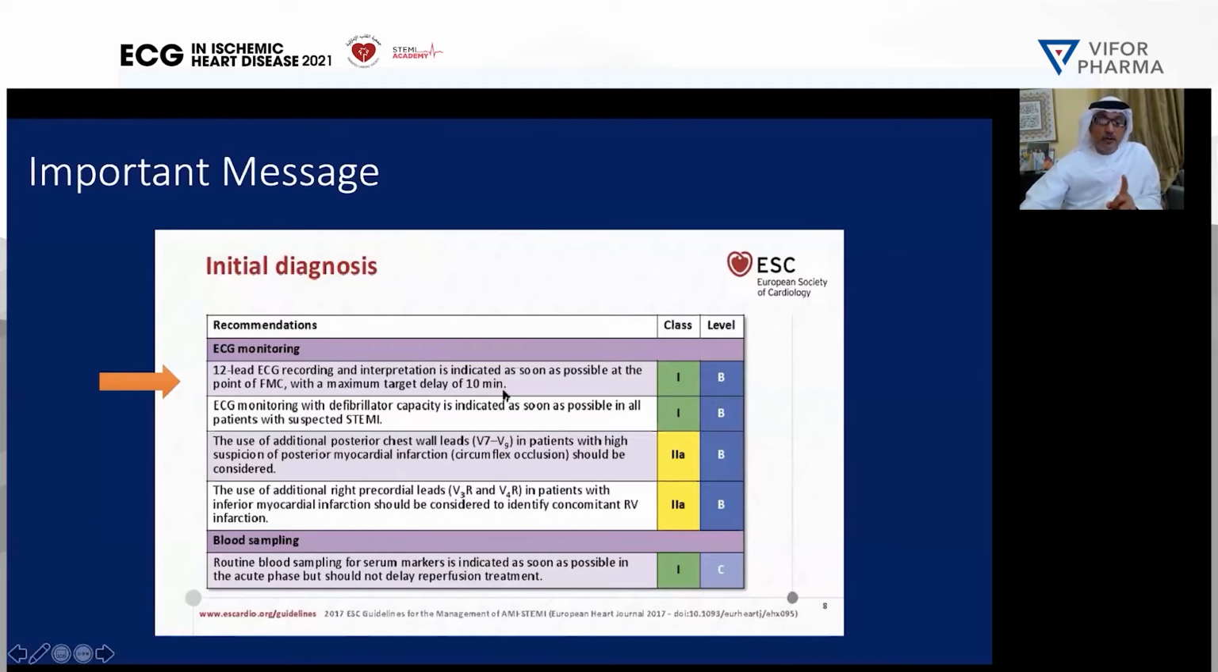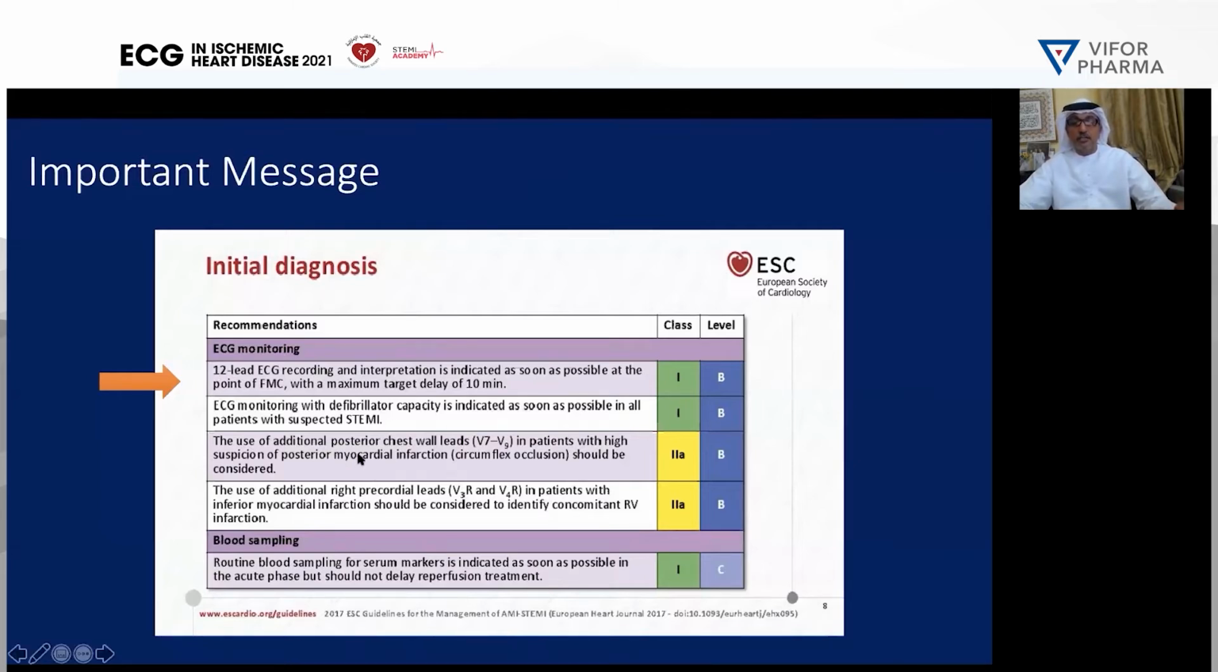ECG monitoring with defibrillator capacity is indicated as soon as possible in all patients with suspected MI. We talked about this early, because these patients are at high risk. They can develop arrhythmia at any time. They can go brady, they can go tachy. And sometimes you may not be able to tell if you don't have a monitor in place. So you have to have the monitor, and it has to have a clear display to show you the rhythm, so you can react if the patient goes into any bad arrhythmia or any complication of their MI.